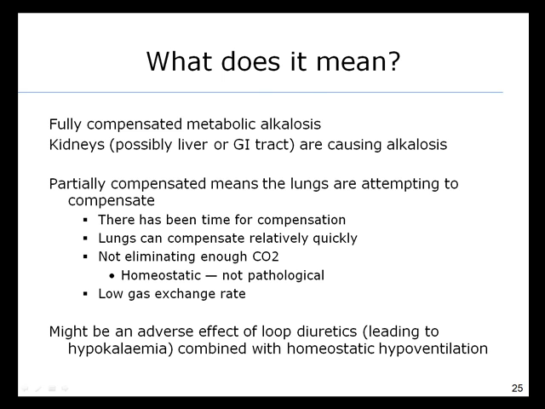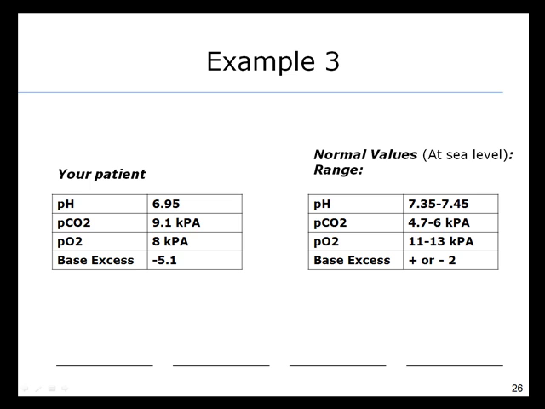Let's look at a third example. In example 3, your patient's pH is 6.95, which is quite low. The PCO2 is 9.1 kilopascals, which is quite high. The PO2 is 8 kilopascals, which is quite low. And the base excess is minus 5.1, which is quite negative, well outside the main range.